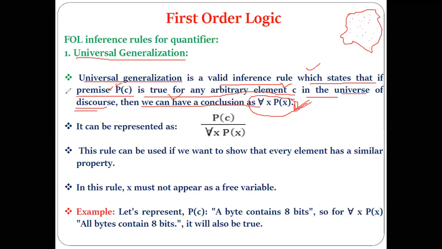Now this particular definition of the universal generalization is being written like this. Let's understand what exactly it means. As I said, universal generalization is a valid inference rule which says that if there is a premise P of C, now we consider the premise P of C to be this statement: a byte contains 8 bits. Can all of you see this? Yes, sir. A byte contains 8 bits. This is P of C, the premise of C. Now, if it is true, then from that we can have this.